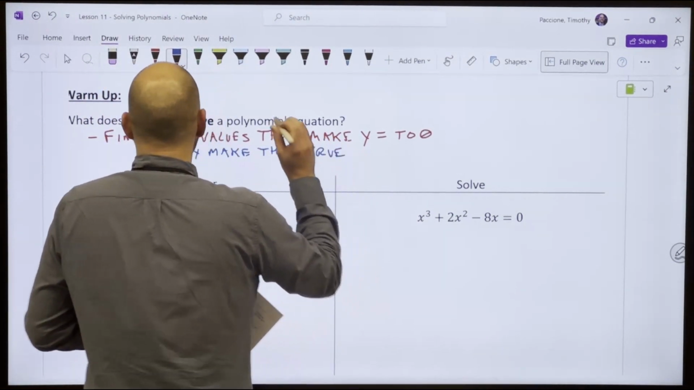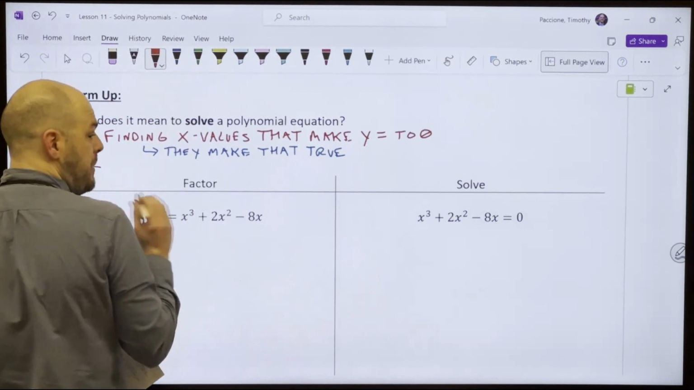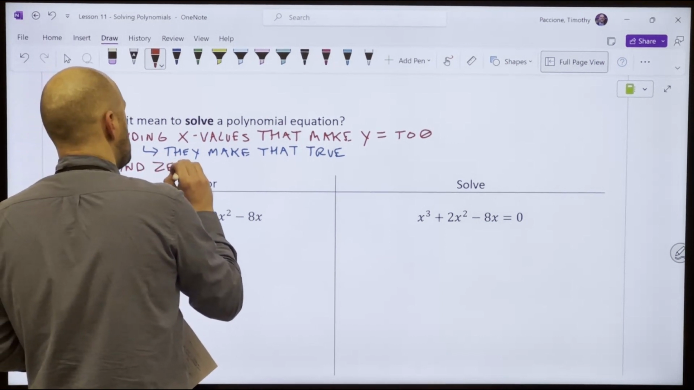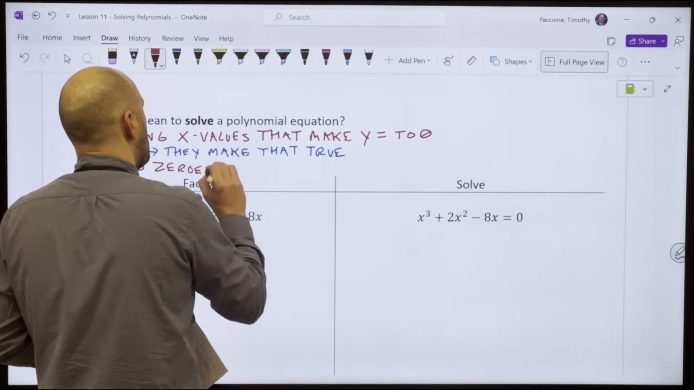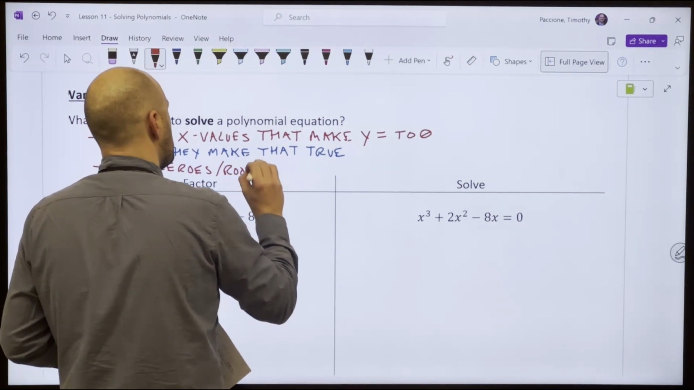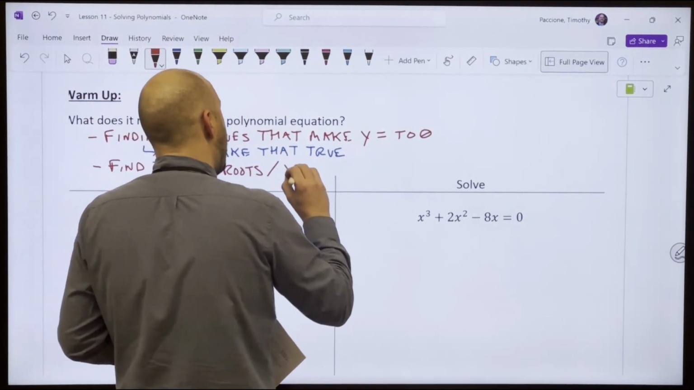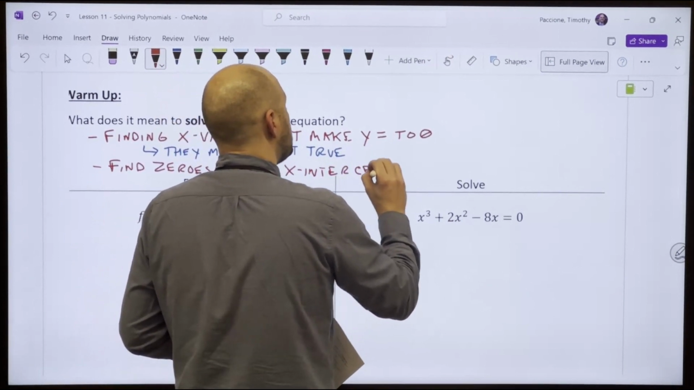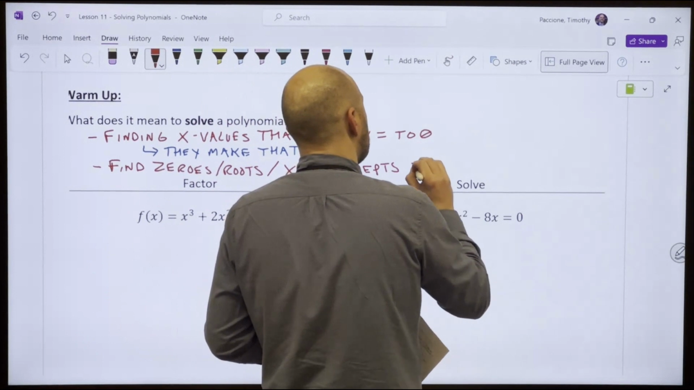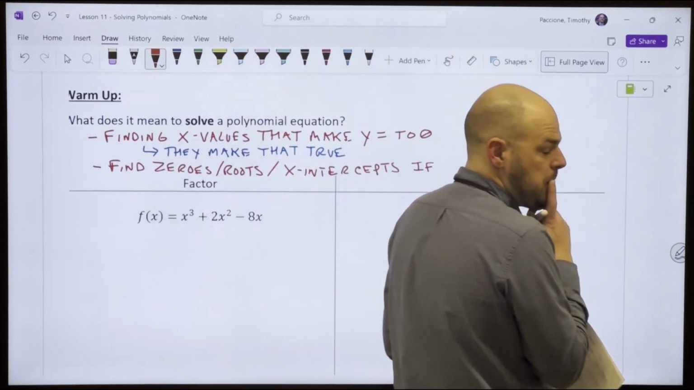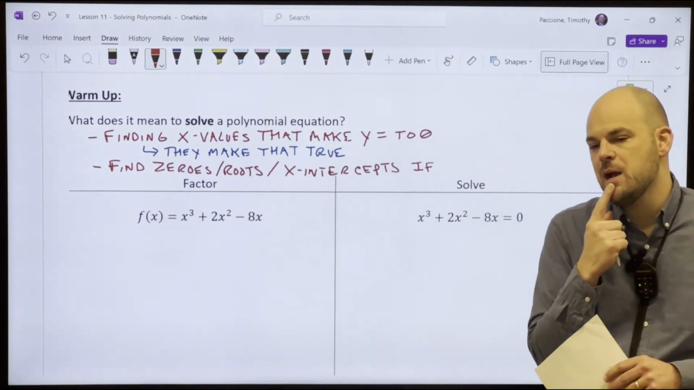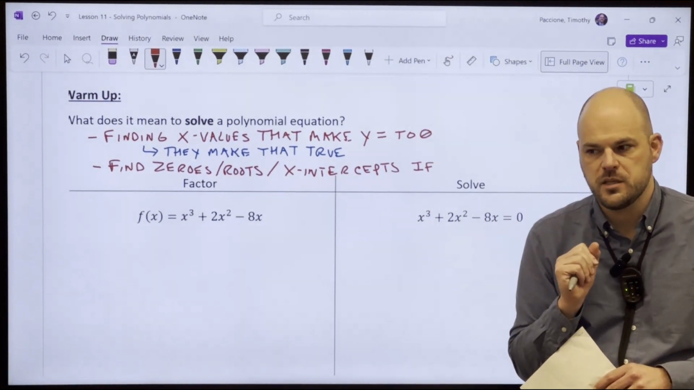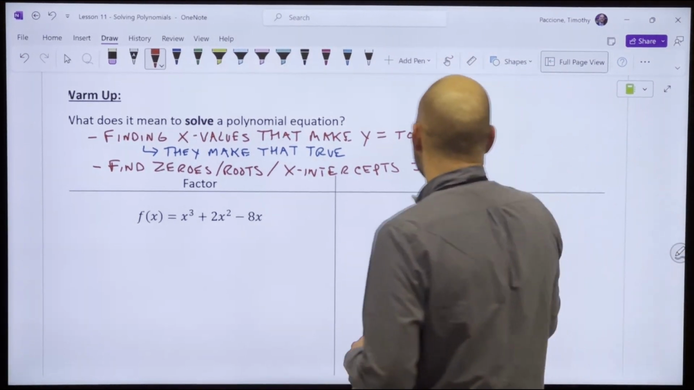Okay? Now, the other thing it gives us, just by benefit, is we find our zeros slash roots slash x-intercepts if, what am I going to say? Anyone know? Is there ever any time where it didn't give us our x-intercepts? Think back to quadratics. We found solutions, but they weren't x-intercepts. They're imaginary. So if real.